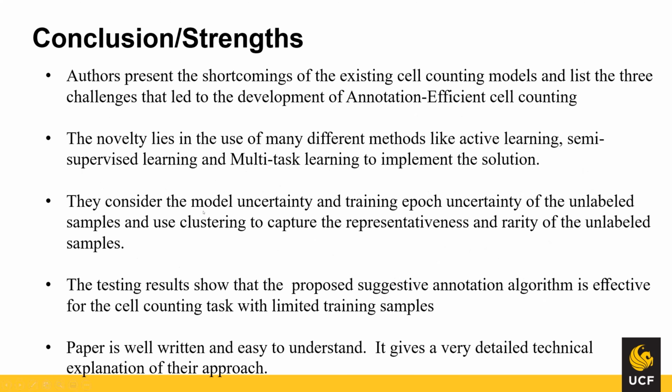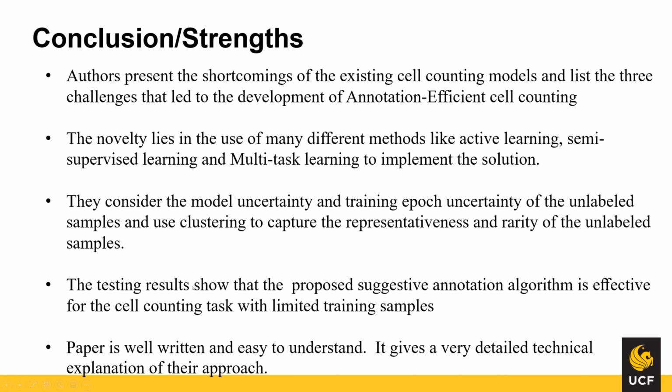So going into the conclusion and the strengths of the paper, they do present a very good explanation of the shortcomings of the existing cell counting models and the suggestive annotation models. And they clearly list the 3 challenges that this paper is based on. And the novelty lies in the use of many different methods like active learning, semi-supervised learning, and multitask learning to implement the solution. And they also consider the model uncertainty and the training epoch uncertainty of the unlabeled samples, and use clustering to capture the rarity and the representativeness.